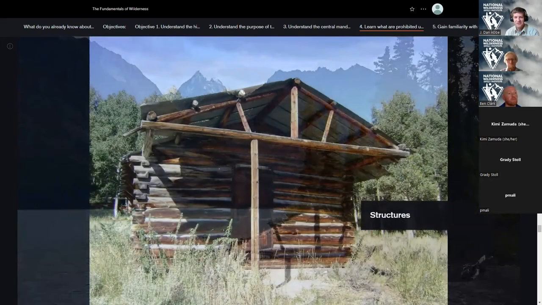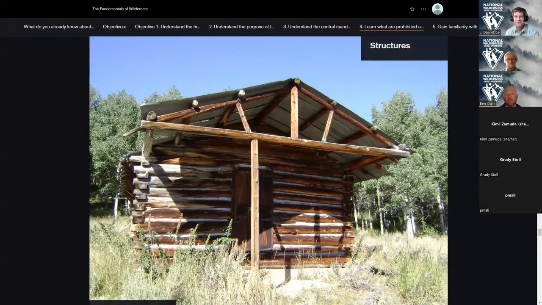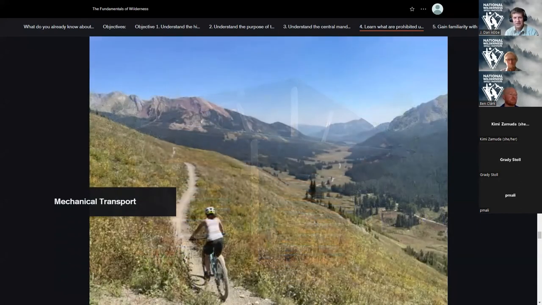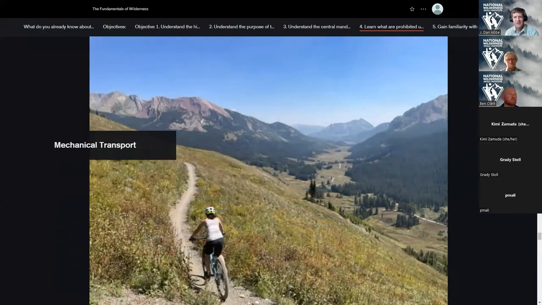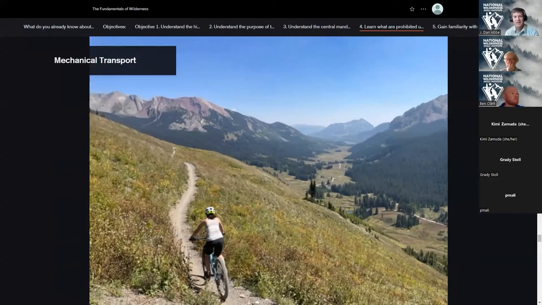And structures. Now, you guys probably have a question about structures because I'm sure if you spent time in wilderness, you probably noticed some structures in wilderness, but we're going to talk about that in a second. And mechanical transport. So this is a good one. So no bicycles in wilderness, no motorized game carts in wilderness, or for that matter, no game carts in wilderness. So no motorized or mechanized mechanical transport.